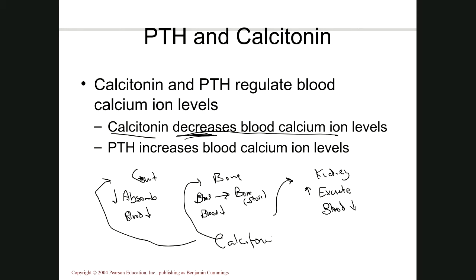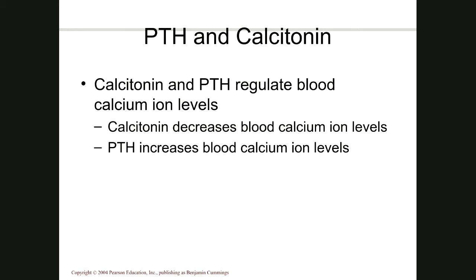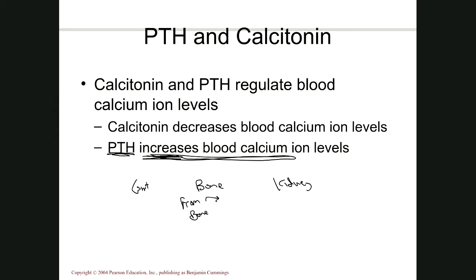But here's this other one. PTH makes blood calcium go up. It increases blood calcium. It has the same three target tissues. There's the gut, there's bone, and there's the kidney. So remember with the bone, it's like a bank. So I need some of that calcium that's in the bank. So I'm going to take it from the bone and I'm going to put it in the blood. And if I do that, what's going to happen is the blood calcium is going to go up.